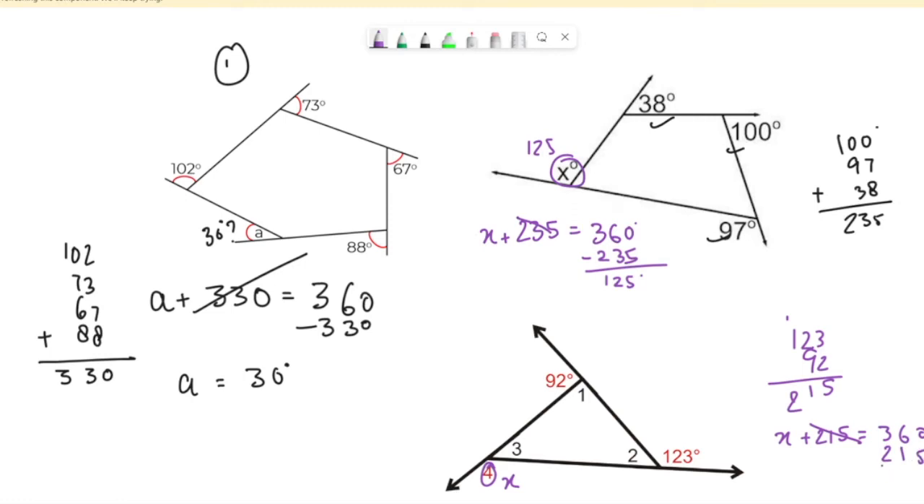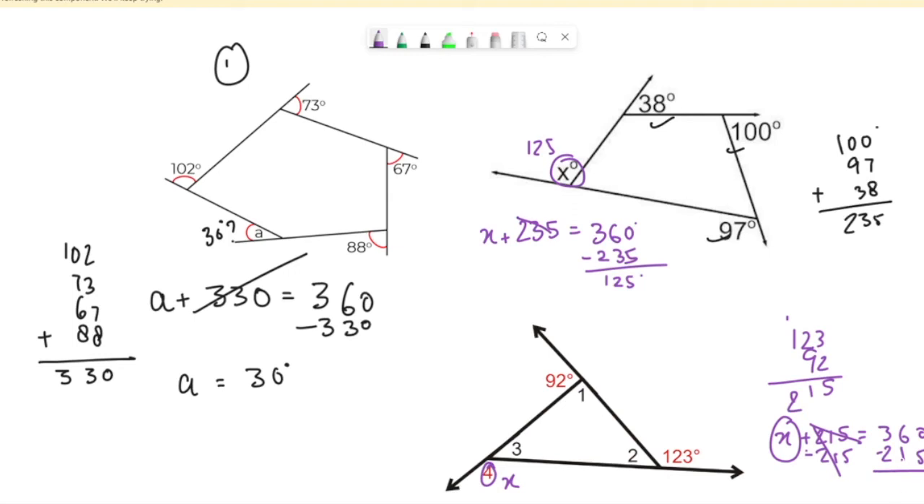So cancel this from here and minus 215. This is actually a one-step equation. To isolate your X, whatever is extra with X, you have to do the opposite. So plus 215, the opposite is minus 215 from both sides. This side cancels each other and we are left with this one.